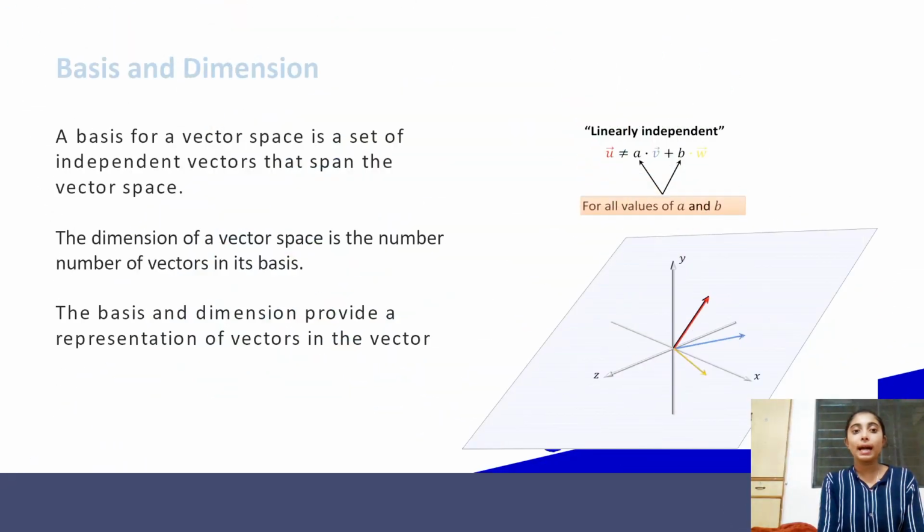Basis and dimension. A basis for a vector space is a set of linearly independent vectors that span the entire vector space. The dimension of a vector space is the number of vectors in its basis. The basis and dimension provide a unique representation of vectors in a vector space. These are linearly independent.